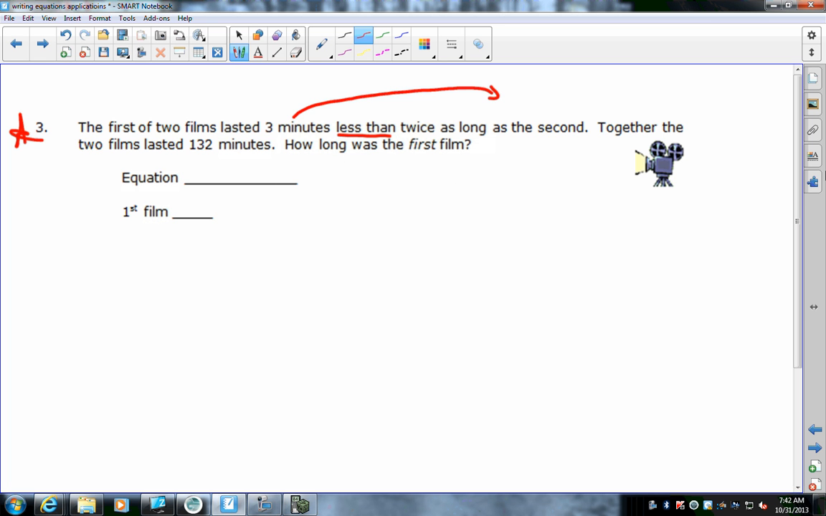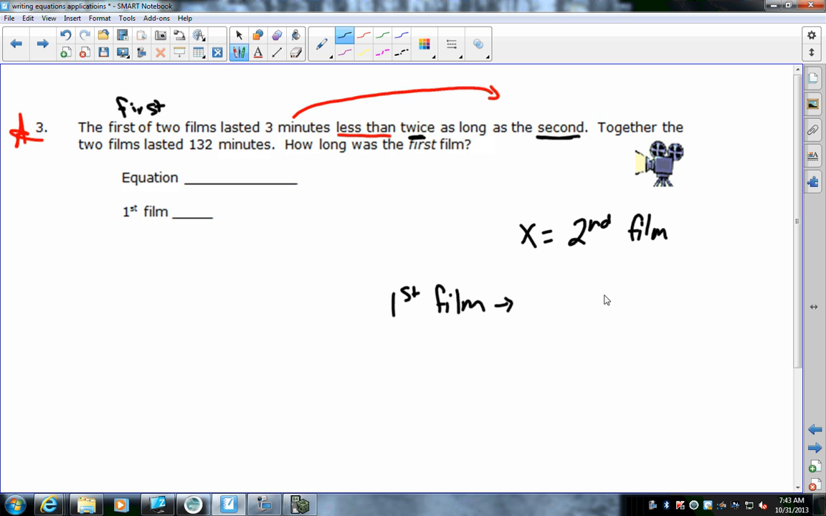Okay, so it says the first of 2 films. So the first film lasted 3 minutes less than twice as long as the second. We don't know how long the second one is, so I'm going to make x equal the second film. Now, for the first film, it's going to be twice as long as the second.